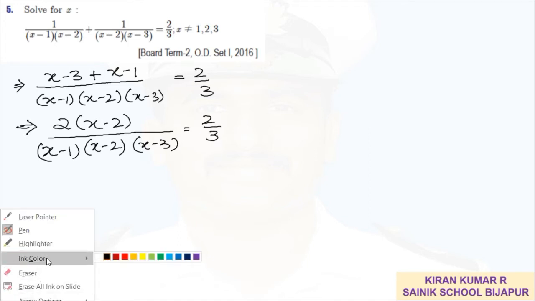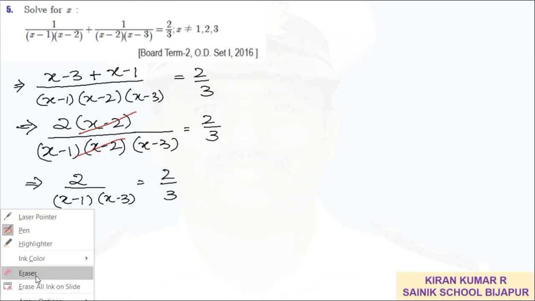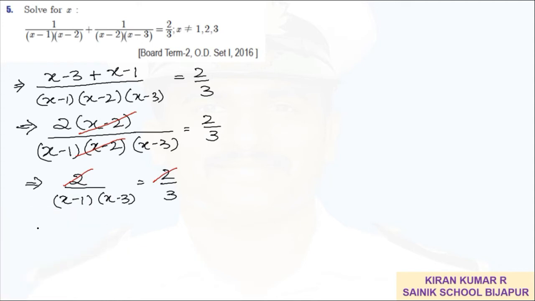Can you observe there is one term which will get cancelled? x minus 2 and x minus 2, they get cancelled. Therefore, we will be left out with 2 divided by x minus 1 into x minus 3, which is equal to 2 by 3. Here, once again you observe there is 2 present in the numerators. So these reciprocals must be equal. So I will write it as x minus 1 times x minus 3 equal to 3.